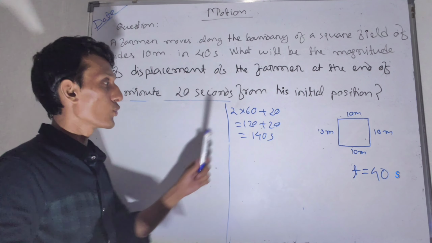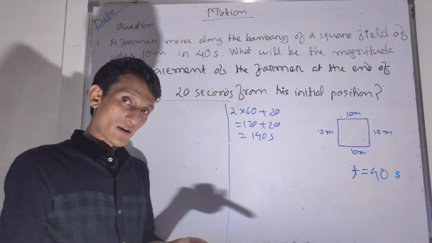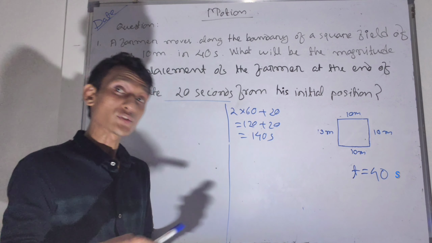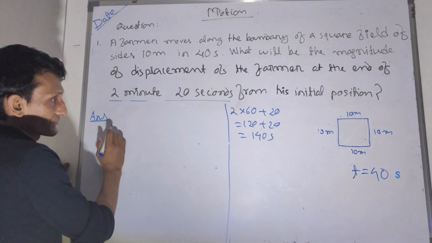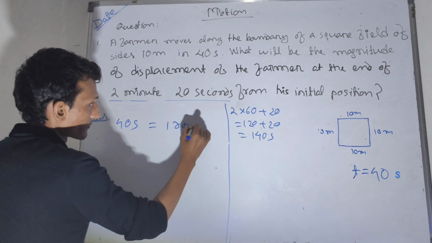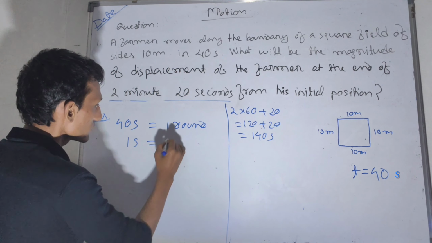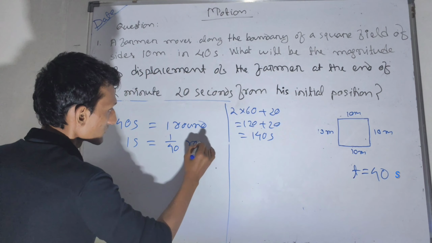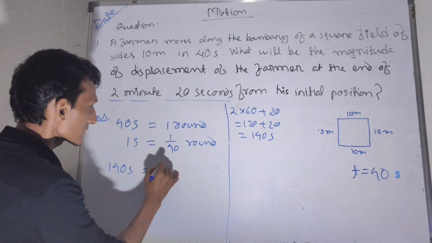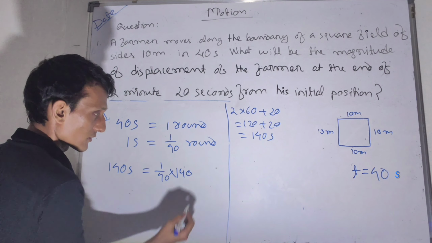Now we have to find out how many rounds in 140 seconds. In 40 seconds we know it is one round, right? In 80 seconds it will be two rounds. In 120 seconds it will be three rounds. So we can write like this: 40 seconds is equal to one round, so 1 second will be 1 by 40 round. In 140 seconds, how many rounds? 1 by 40 into 140 rounds.